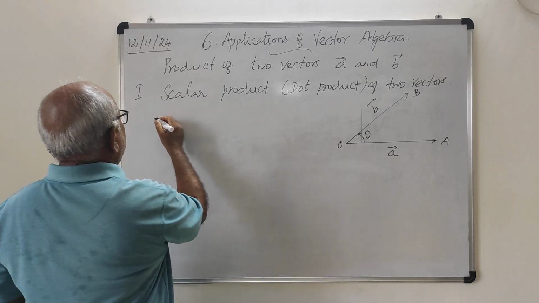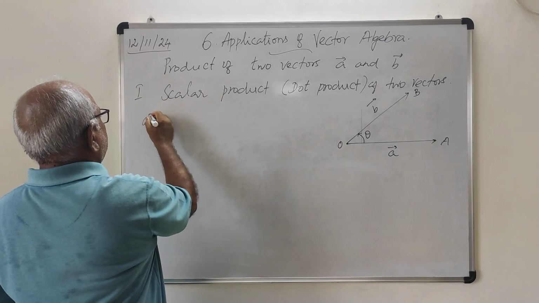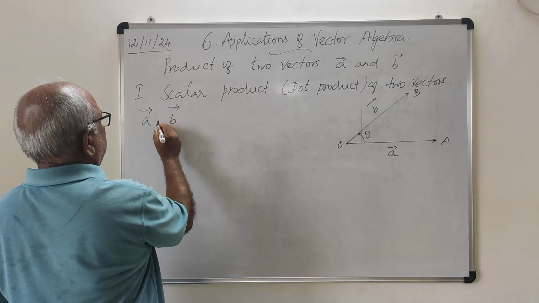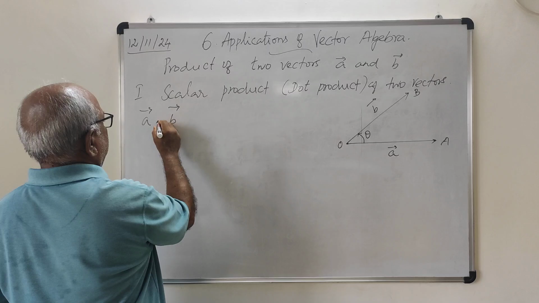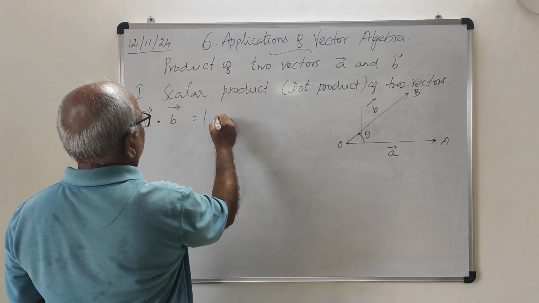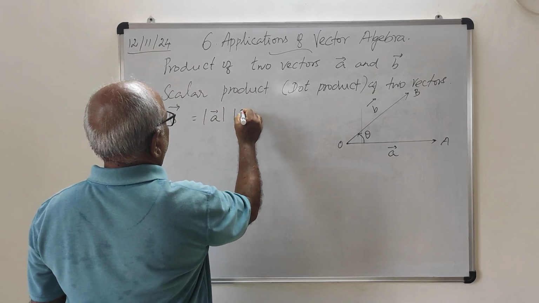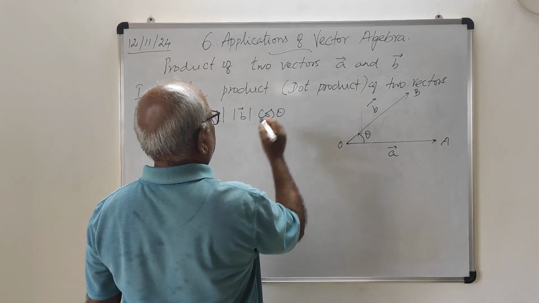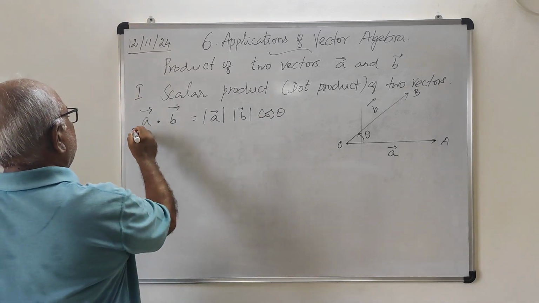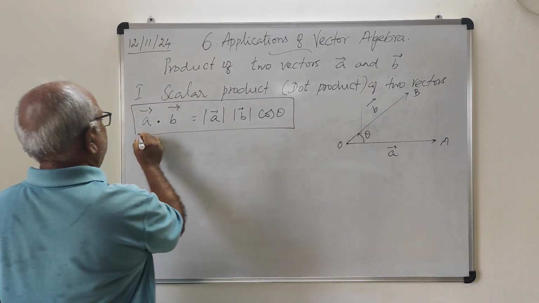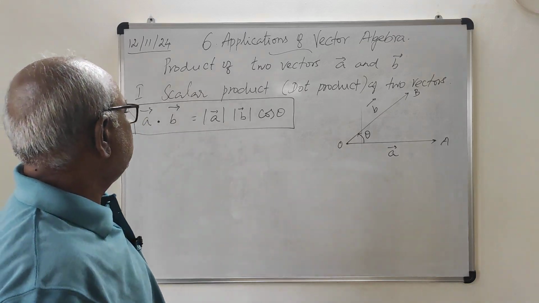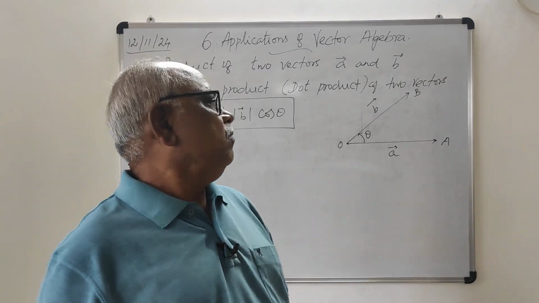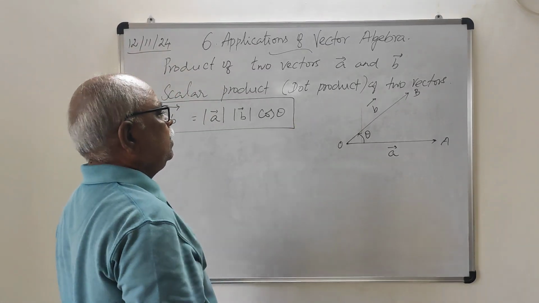So, the definition: the scalar product of two vectors A and B is denoted as A dot B. It is defined by A dot B equal to modulus of vector A times modulus of vector B times cosine of the angle between the two vectors, cos theta. This is the definition, where theta is the angle between the two vectors A and B.